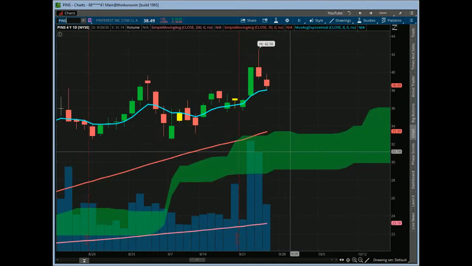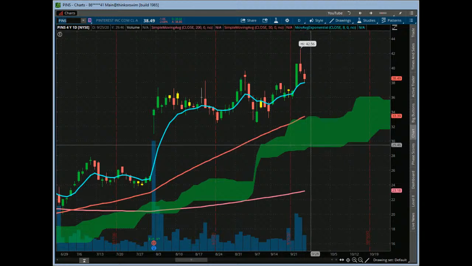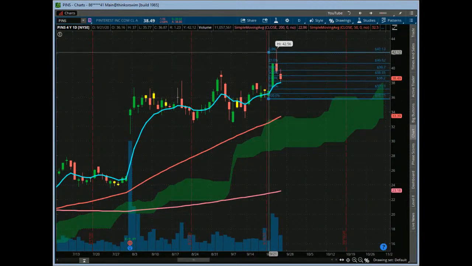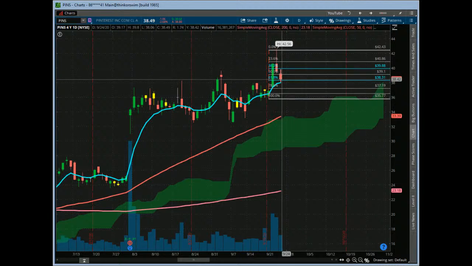And then PINS. So PINS we're looking at here, its recent run up. Let's do a Fibonacci on this one, just to see where we're at off of this recent run up. Right, so we're right at the 618 and the ADMA. So PINS actually could be interesting for a bounce. I'm going to put that on the bullish radar for tomorrow.